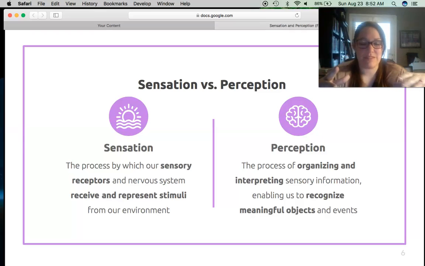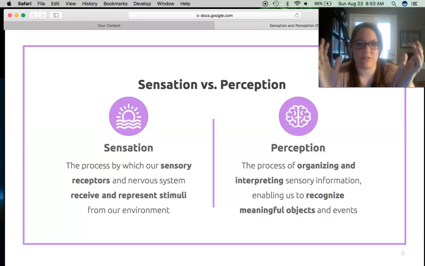So what is the difference between sensation and perception? These are two different concepts. Sensation is the process by which our sensory receptors in our nervous system receive and represent stimuli in our environment. So this is everything coming in from the outside. We sense thousands and hundreds of thousands of things every single day. There's lots of stuff going on outside, but we perceive only a fraction of that information. And it's because perception is the process of organizing and interpreting that sensory information, enabling us to recognize meaningful objects in our environment or events.